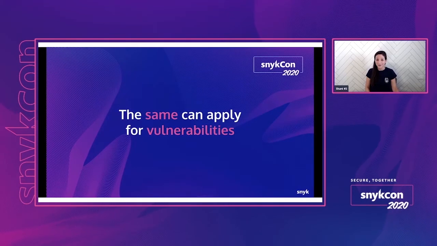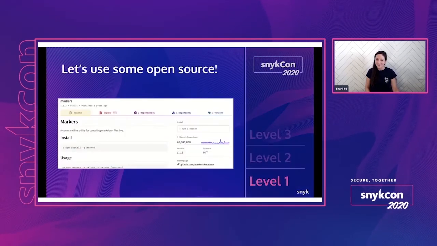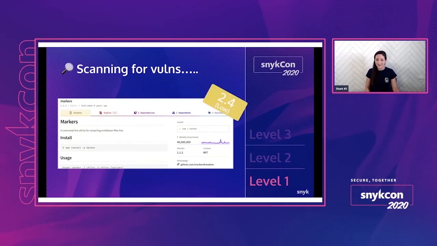The same can apply for vulnerabilities. Let's apply the example to our world of open source. I want to use this package. I've looked into everything, and it seems like this is what I need. I just want to make sure it doesn't have any vulnerabilities before I go ahead and use it. I'll use any security tool and scan for vulnerabilities. I found there's only one, a low severity one. So I decide I can go ahead and use this package safely. That's it. As simple as that.